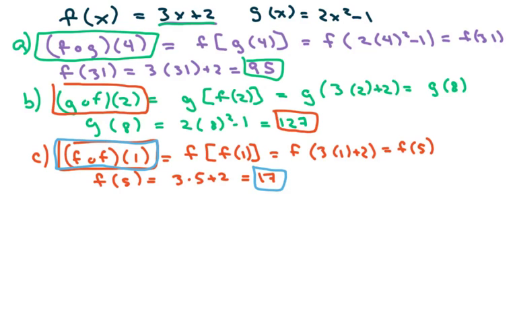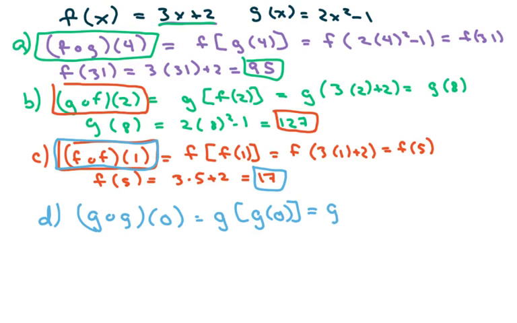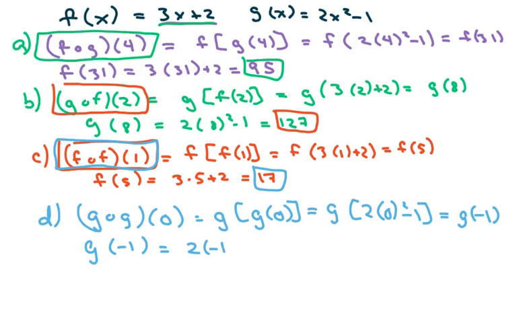And the last one, we have g of g of 0, which equals g of 2 times 0 squared minus 1, which equals g of negative 1, and g of negative 1 equals 2 times negative 1 squared minus 1, which equals 1.